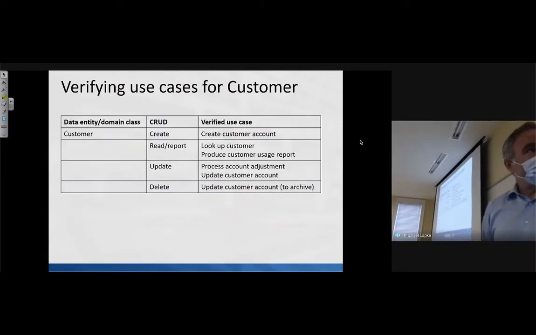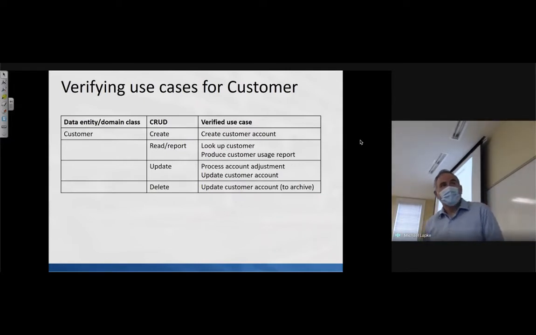So here we see an example where you have an entity called customer. For the create portion, there's create customer account. Makes sense, we already have a use case for that. For the read, look up customer and produce customer usage report. So there are existing use cases where you can look up a customer. Probably a customer service rep would be doing that. Produce a customer usage report, probably the customer and the customer service rep would be doing that. Update, process account adjustment or update the customer account, and then delete, update the customer account to archive.